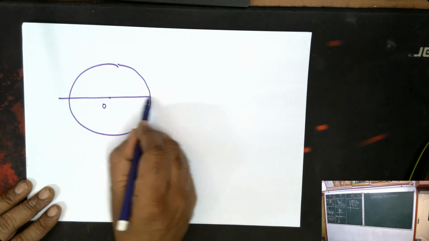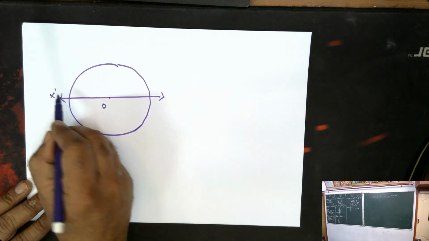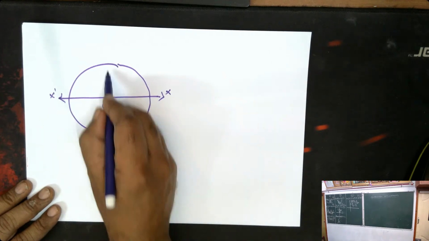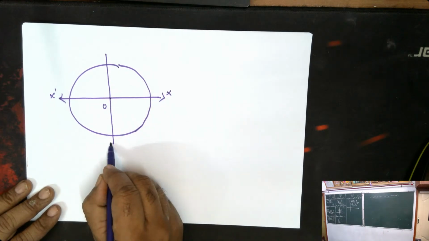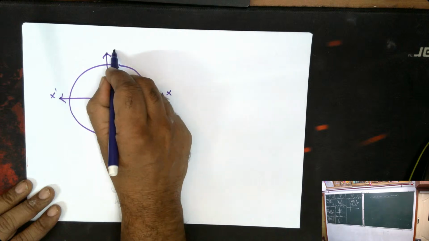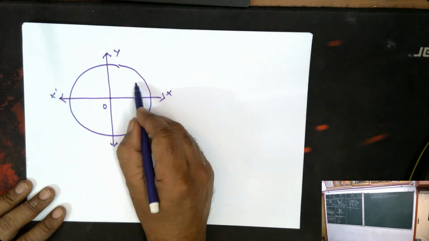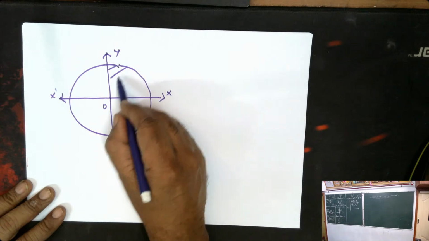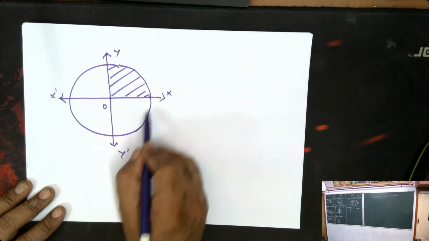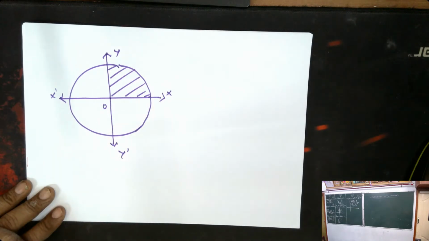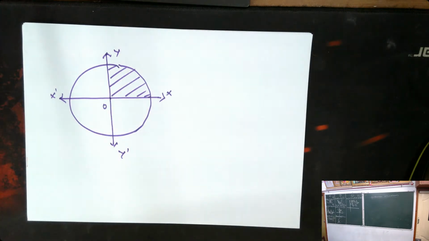O is the center of the circle. Let us consider this as the x-axis, X dash x. And similarly, let us draw the y-axis that passes through the origin, y dash. Now, if we are able to calculate the shaded area, that is one quadrant of this circle, and multiply by 4, we are able to get the area of the circle.